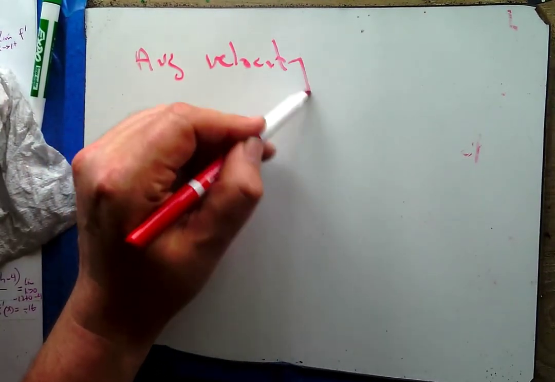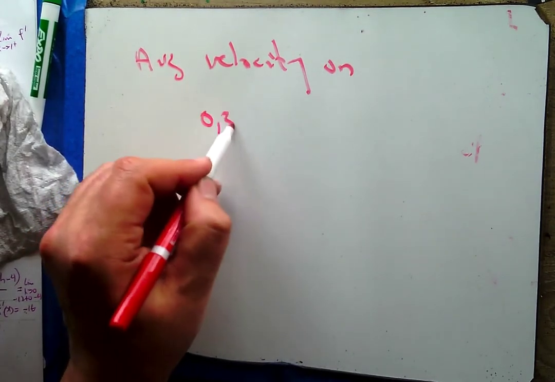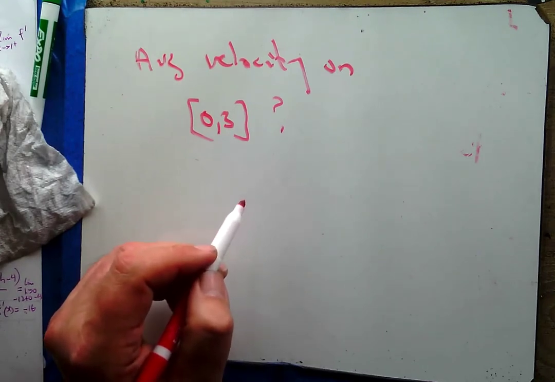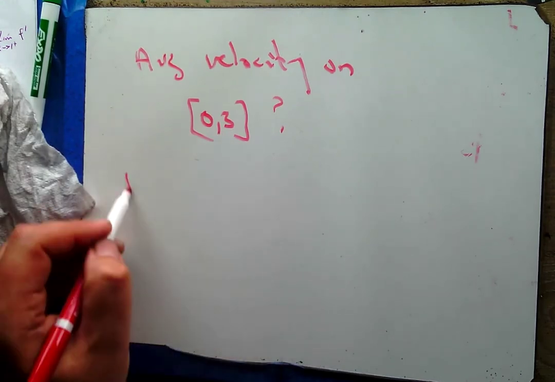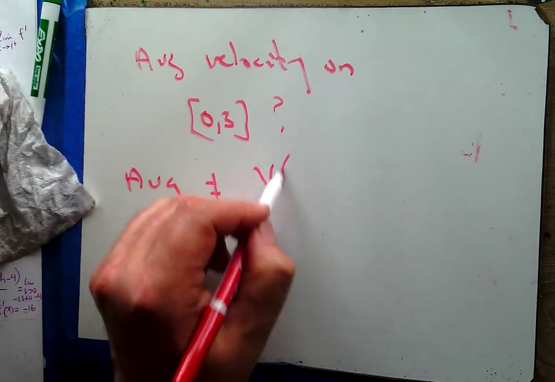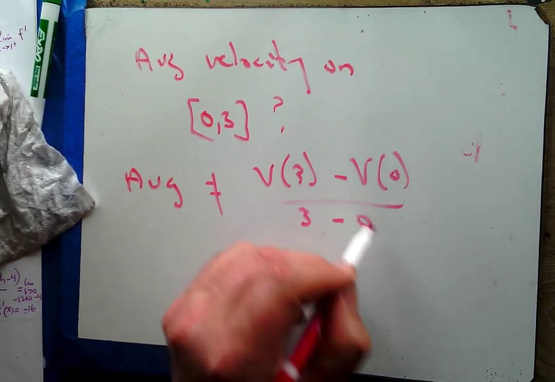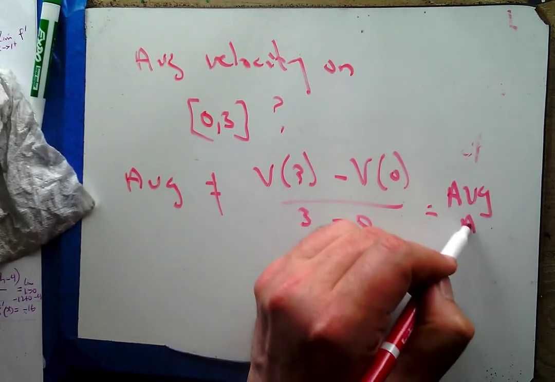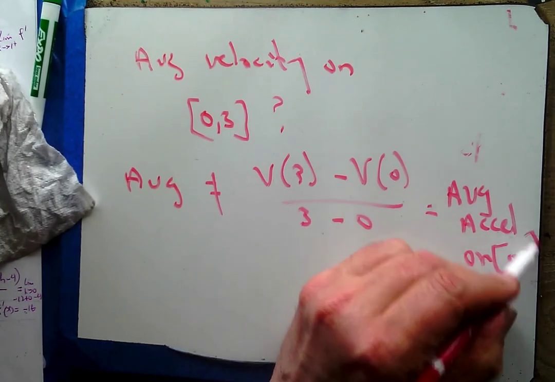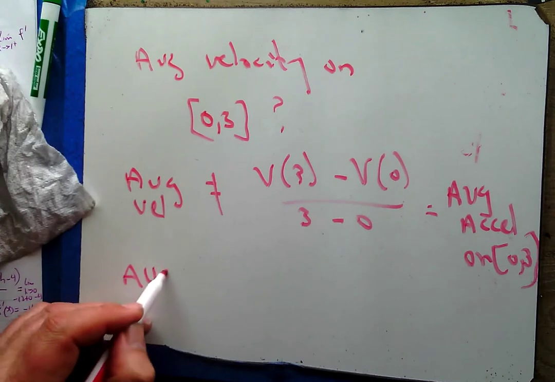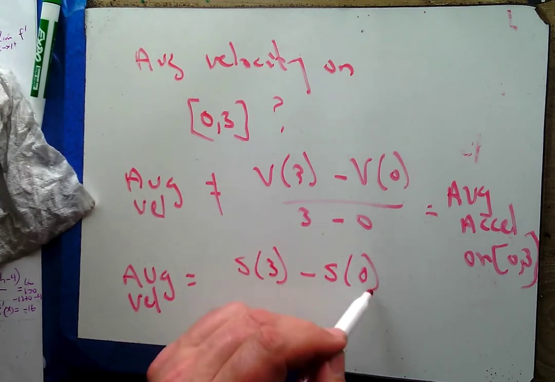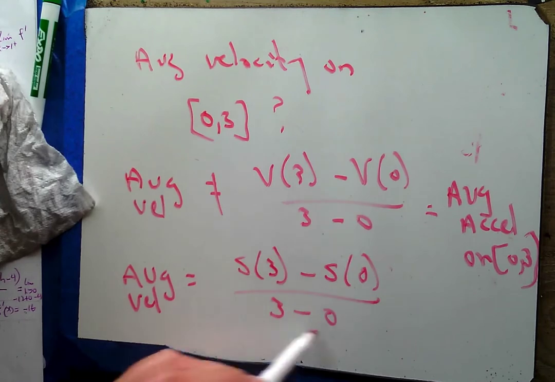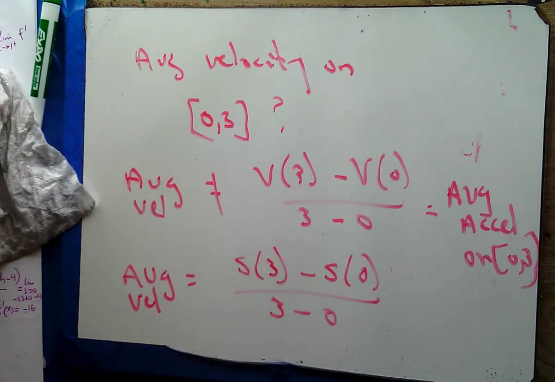Can we find average velocity on 0 to 3? Well, I want to caution you about this, because even though I've said it now in at least 2, if not 3 videos, average velocity is not v of 3 minus v of 0 over 3 minus 0. That's average acceleration on 0 to 3. If I want average velocity, I need to do s of 3 minus s of 0 over 3 minus 0. I want the displacement divided by the amount of time it takes to have that displacement.